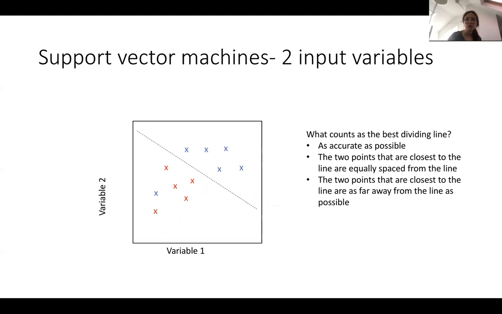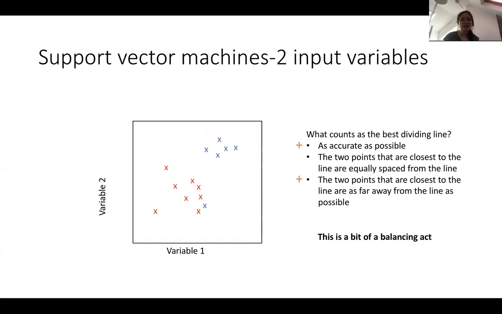Also, we want the two data points that are closest to the line, in this one and this one, to be as far away from the line as possible. For example, this wouldn't be as good of a dividing line as this one.